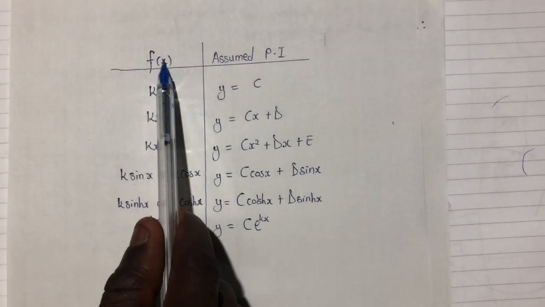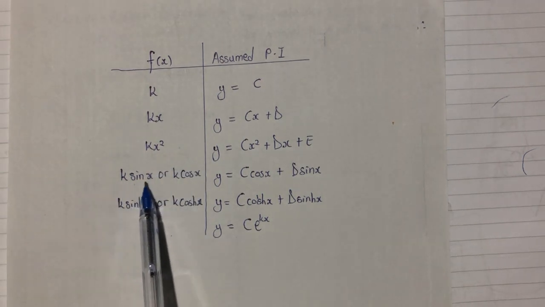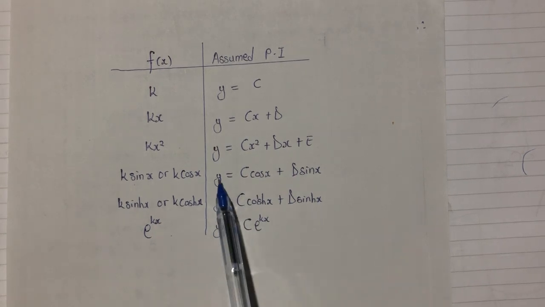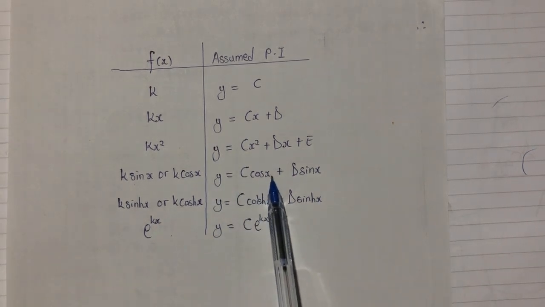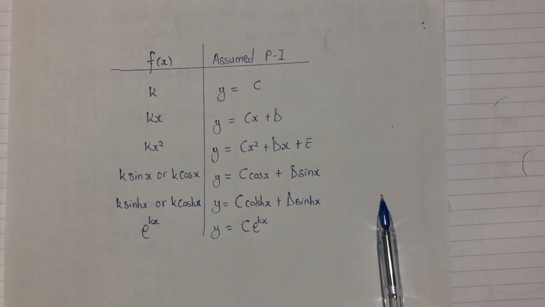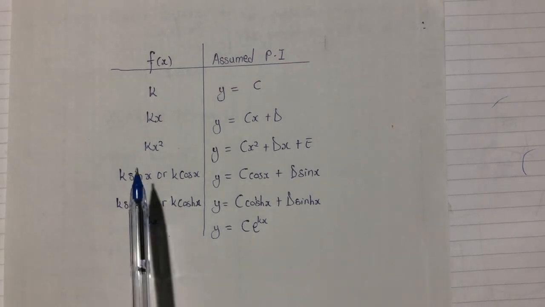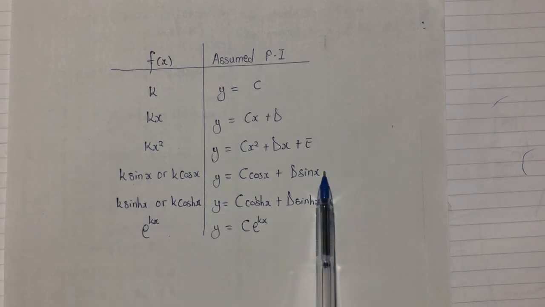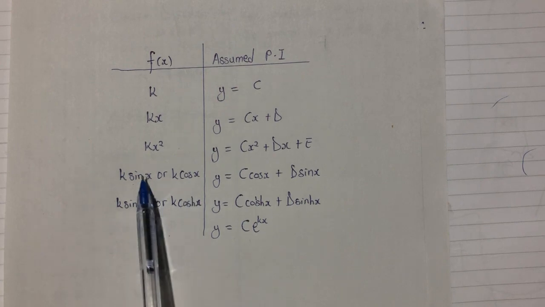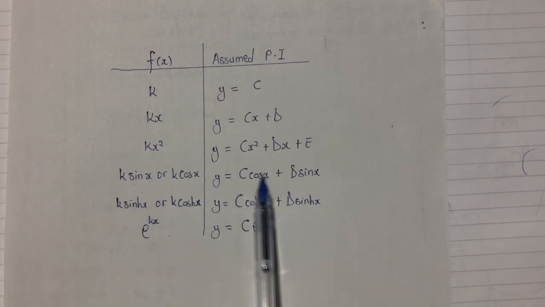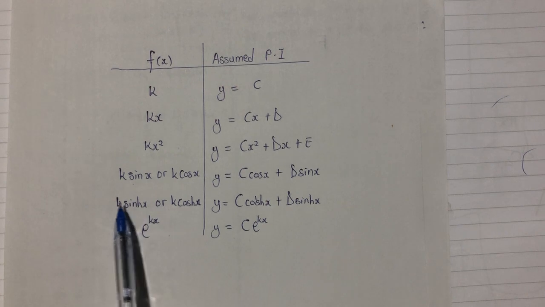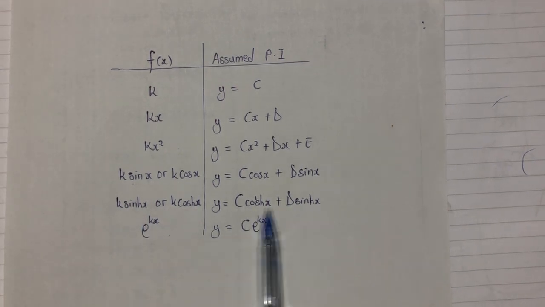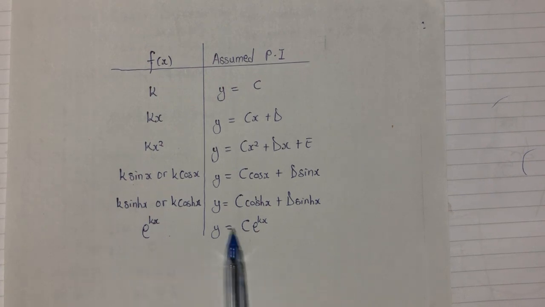Then if f of x equals k sine x or k cos x, then we assume that y equals c cos x plus d sine x. Note, if f of x is equal to just one of these, you write y equals everything here. So if it is cos or sine, this is what you write, and you calculate for c and d. And if it is for sine and cos, then you write this. If it is e raised to the power kx, this is what you write.